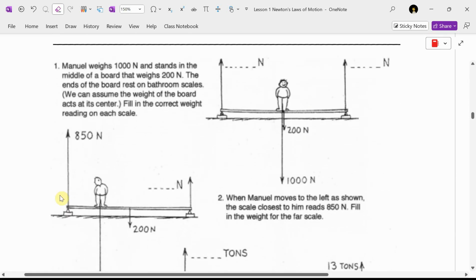Let's do some basic physics here. Turn the page. Manuel weighs 1,000 newtons. That means gravity pulls on Manuel with 1,000 newtons. And he stands in the middle of a board that weighs 200 newtons. The ends of the board rest on bathroom scales, and we'll assume the weight of the board and the person act at its center. It says fill in the correct weight readings in this scale. We can handle this, no problem.